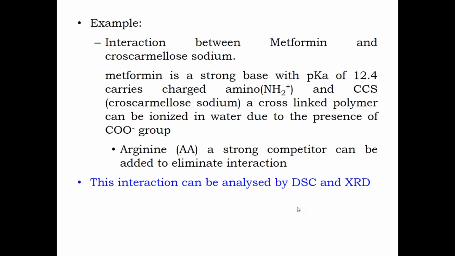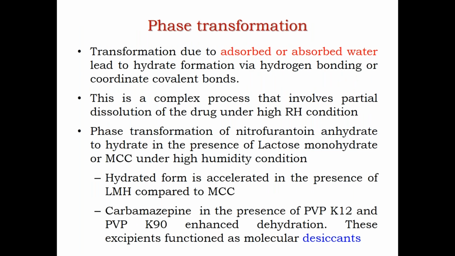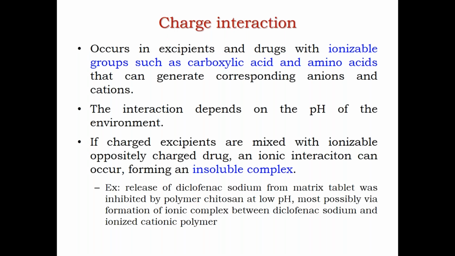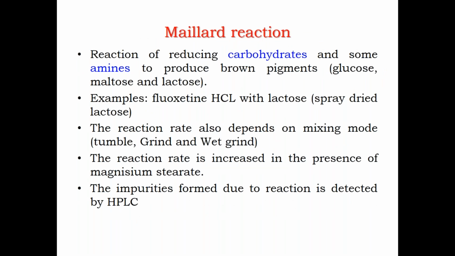Transacylation, hydrolysis reaction, charge interaction, acid-base interaction, and the phase transformation. These are some of them. The one thing left out is the Maillard reaction. Though I kept on telling you what the Maillard reaction is, it's nothing but the reaction happening between the drug and the carbohydrate. So carbohydrate is the main component here. Any excipient of a carbohydrate nature, and also some of the amines, produce a brown pigment because of the interaction. And this carbohydrate may be glucose, maltose, and lactose.